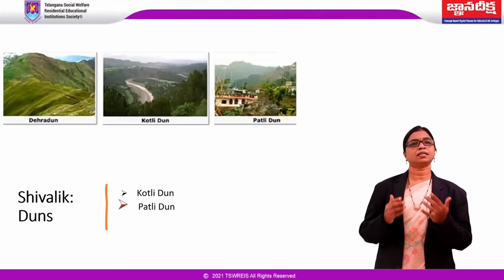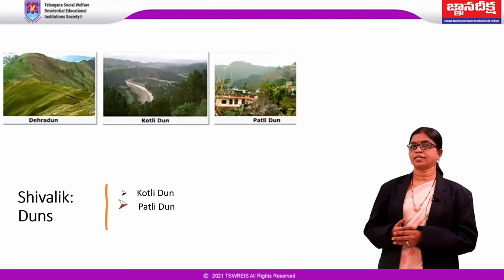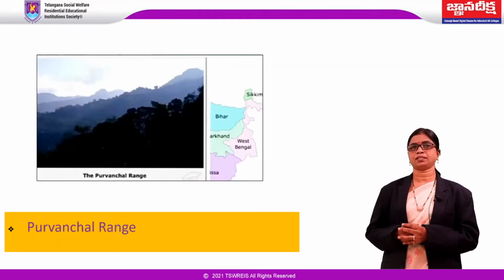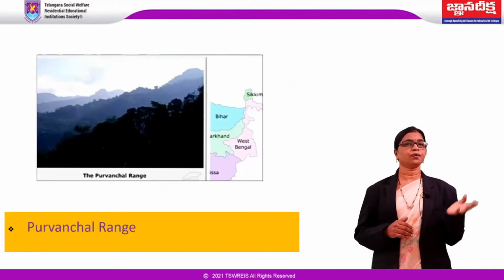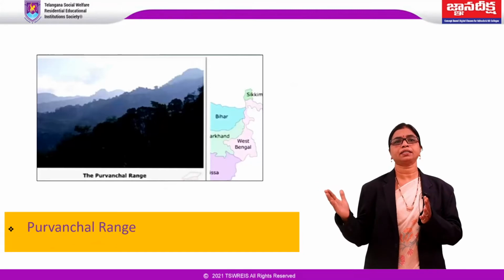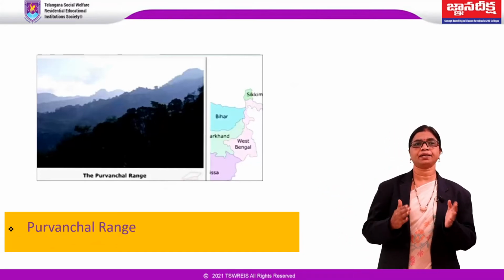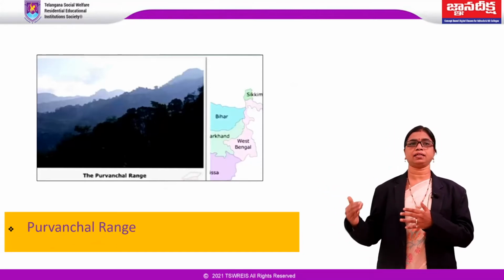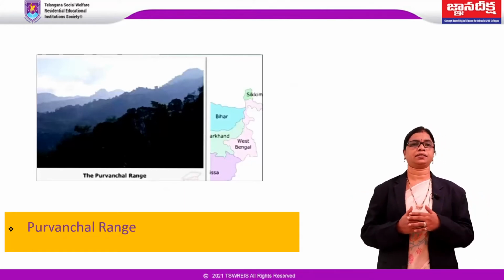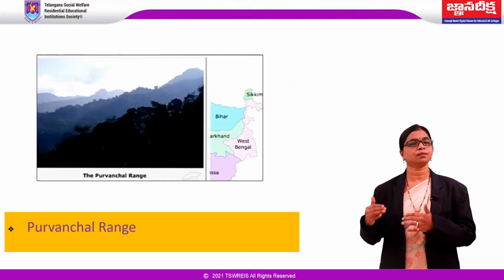Let us learn now about the Purvanchal ranges. The easternmost boundary of the Himalayas is the Brahmaputra Valley in Arunachal Pradesh. Beyond the Dihang Valley, the Himalayas take a hairpin bend to the south and act as the eastern boundary of India and run through the northeastern states. These divisions are known as Purvanchal.